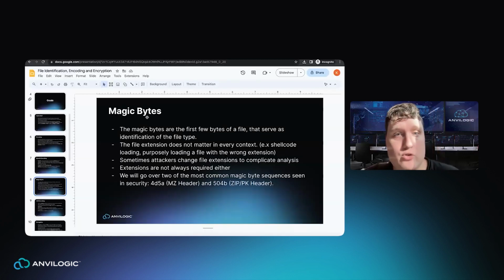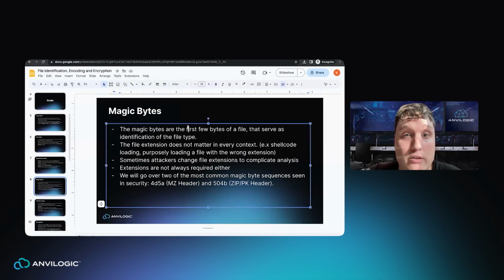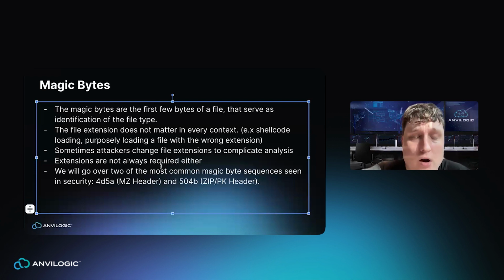So next, I got into it a little bit, but the magic bytes are the first few bytes of the file that serve as identification. The file extension doesn't always matter in every single context. For example, if an attacker sets up shellcode or malware that loads a file with the wrong extension, it's not really going to matter that the extension's wrong, because the program knows how to process it, or the OS component knows how to process it. So oftentimes the extension won't make any sense. Like, there could be a file with a .mp3 extension that's actually an executable. Happens. I've seen that before.